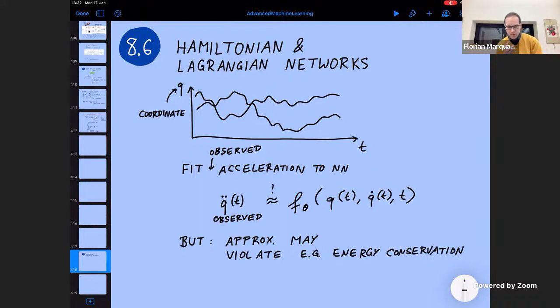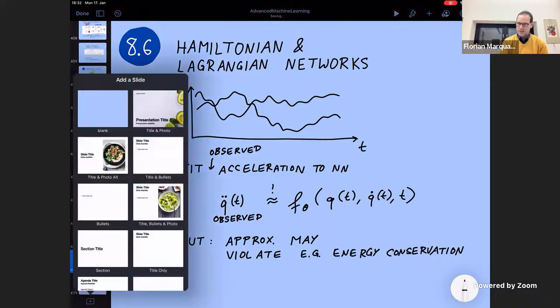And so the question is, can we build in some physics knowledge? This is always the question. You observe that in principle, you could do something in a general way, but you have some domain knowledge, you know a little bit more. Can you somehow build this into the procedure? And so this is what Hamiltonian and Lagrangian networks are about. And so I will tell you about both of them. I will start with Hamiltonian networks because that principle is very easy to understand.